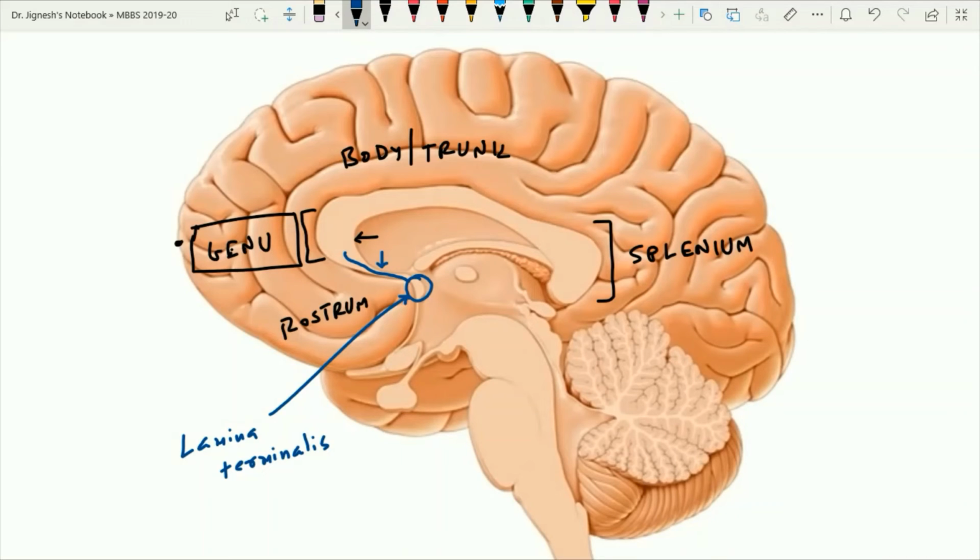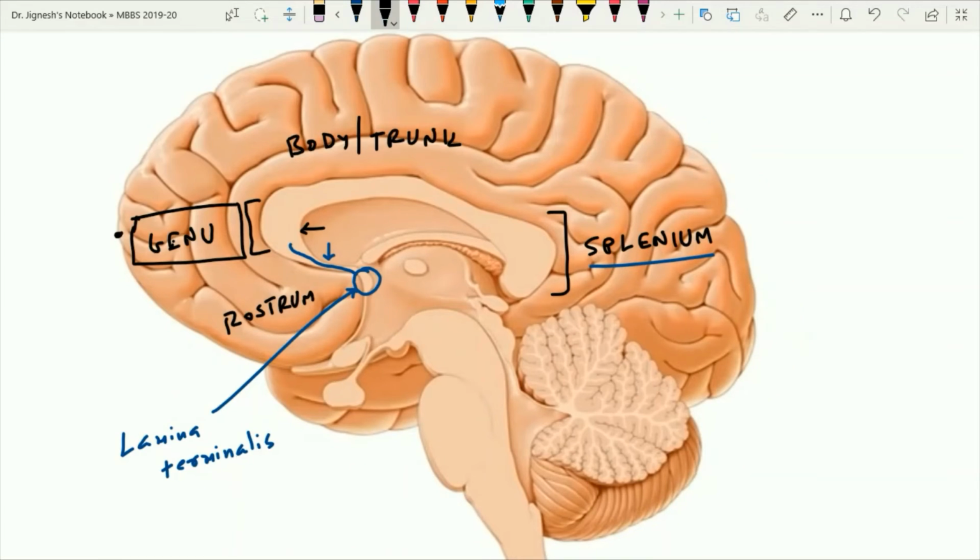The body or trunk of the corpus callosum is the longest and main part of the corpus callosum, situated between the genu anteriorly and the thick posterior portion, the splenium, posteriorly. The fibers of the body connect most of the frontal lobe of the cerebrum as well as the anterior part of the parietal lobe. The body of the corpus callosum forms the roof of the central part of the lateral ventricle.